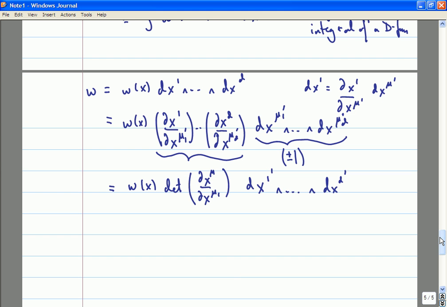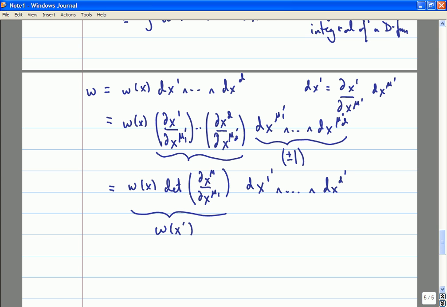And so what is this here? This is omega of x'. So all we've done is work out explicitly the transformation law for a d-form written out in component notation.